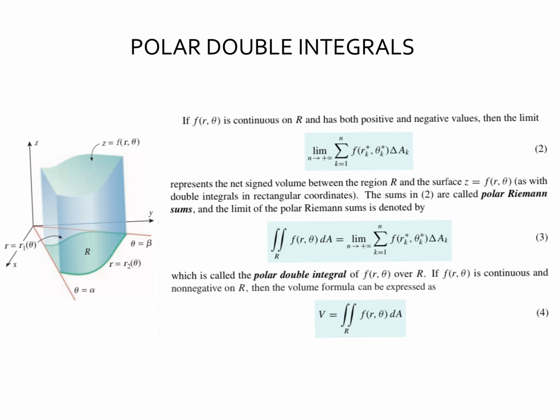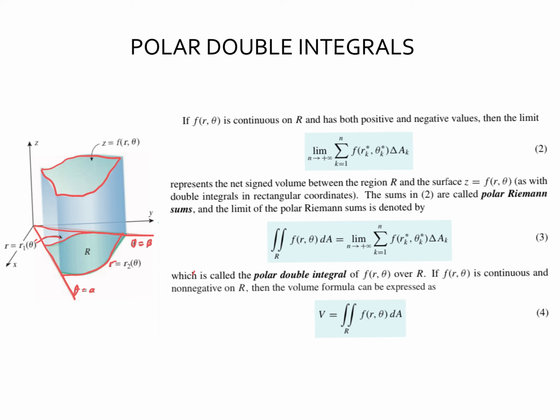Now let's proceed to polar double integral. Okay, now let's say we have a surface Z, which is a function of r and theta. So this one is our region, which is mapped to Z. Now we have this one and also this one, which is the theta. Theta is equal to A for this one. For this line, theta is equal to B. This one is our R1, and also this one is our R2.